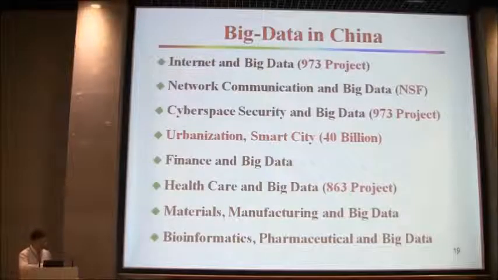And for big data in China, last year there were two 973 projects about big data. So we have government programs. And in NSFC, there are network communication and big data projects, and also cyberspace security and big data, which is another 973 program. The government also put 40 billion into urbanization and smart cities. This is also a big data program. And there are other programs such as healthcare and big data in the 863 projects in China.